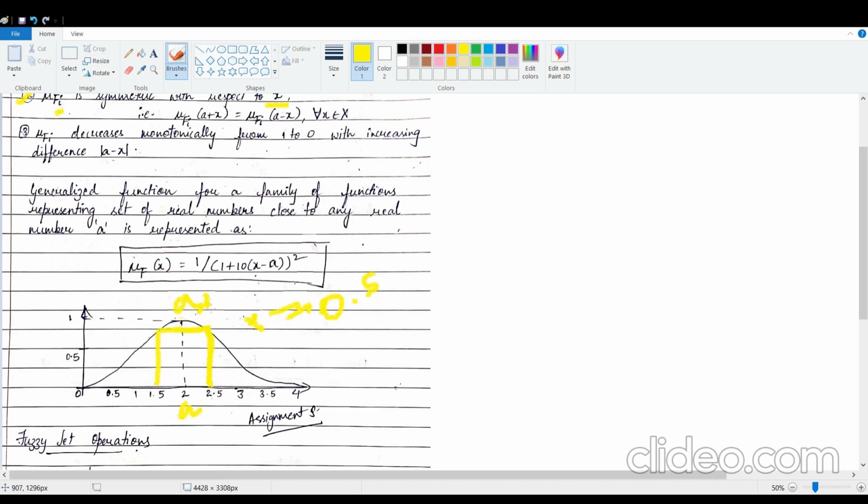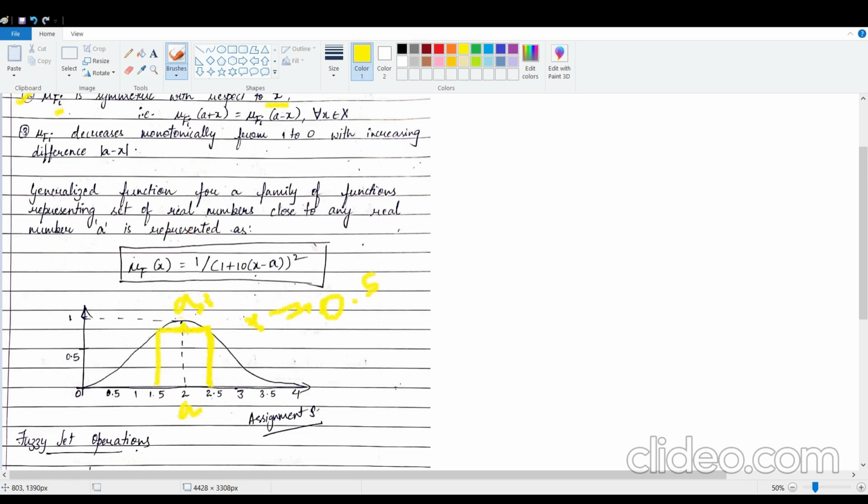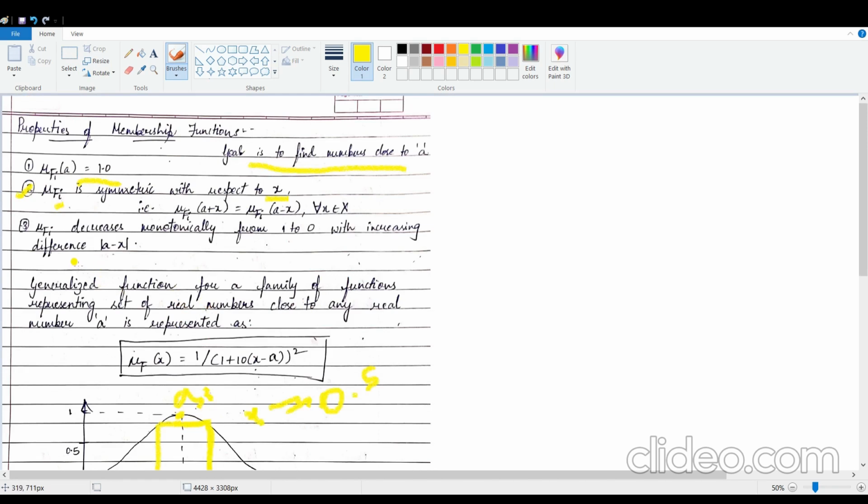The membership value is basically 1 and the x coordinate is 2 or a here. Now if you look at this part, all the values, if you go either towards right or towards left, they always keep decreasing. So that is another nature that we have with membership values. The highest value appears only at A, it doesn't appear at any other parts, and all other parts just have a decreasing trend. So that is as far as the properties of membership function go.